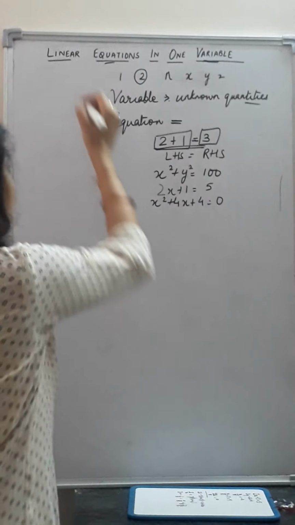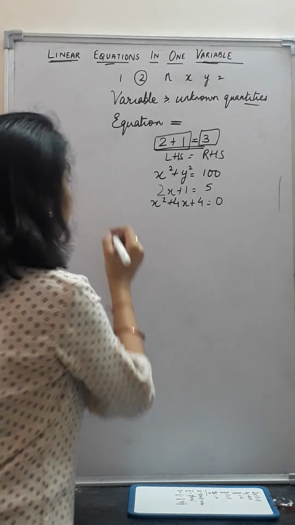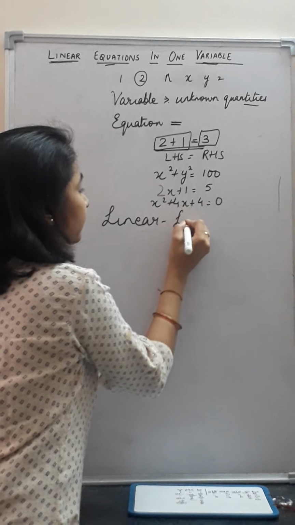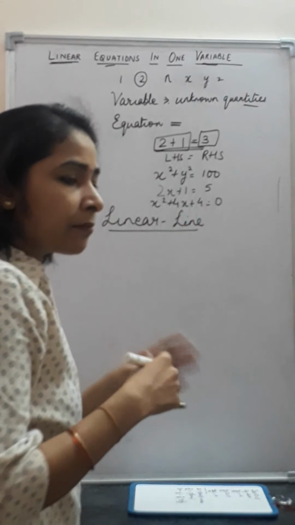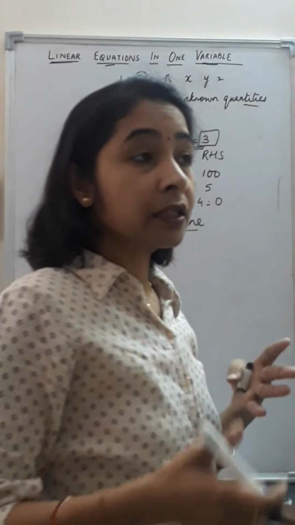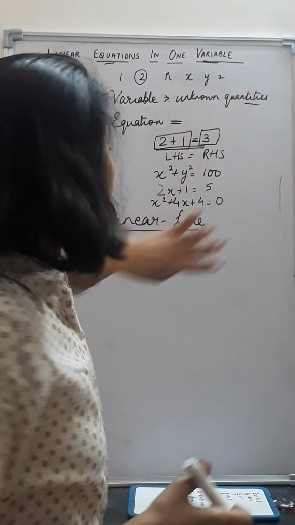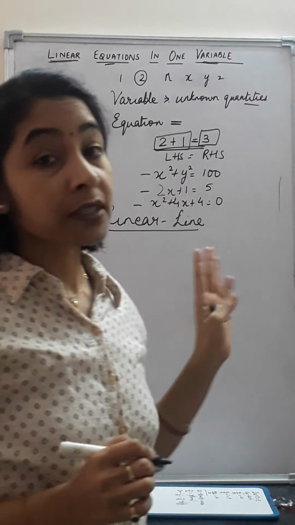Now, coming to the word linear. What is linear? The word linear comes from the word line. When we talk about equations, there are many types of equations, but here we are talking only about linear equations. So what are linear equations? I wrote a few equations here, 1, 2 and 3. Among these, not all are linear equations. Which are the linear equations?